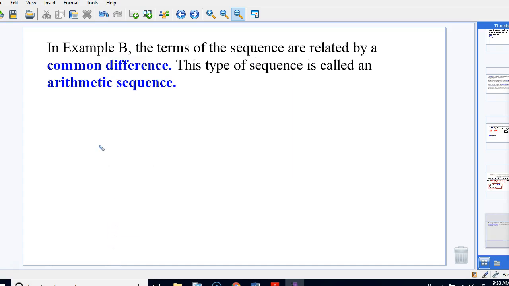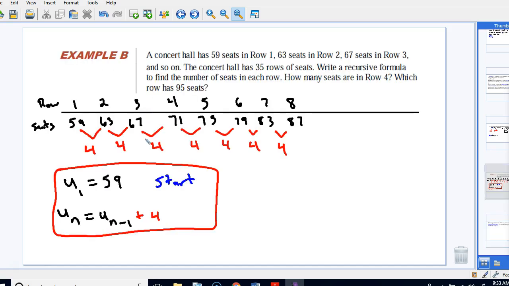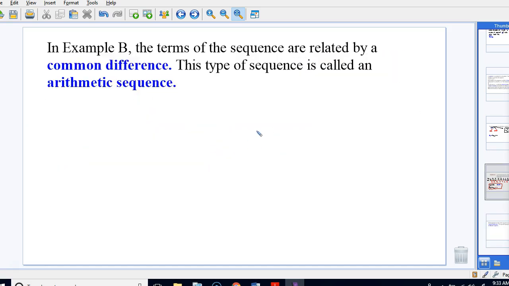Okay, so in example B, the terms of the sequence are related by a common difference. Common meaning the same, difference meaning subtraction. If there's a common difference every single time, if we just add 4, add 4, add 4, add 4 every single time, then we call this an arithmetic sequence. Arithmetic meaning adding or subtracting, hence why it's arithmetic.